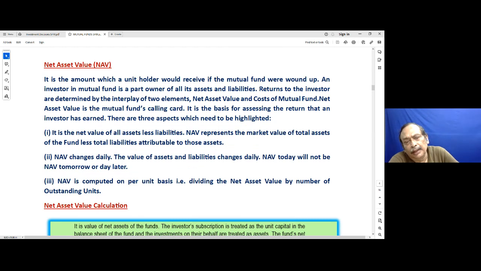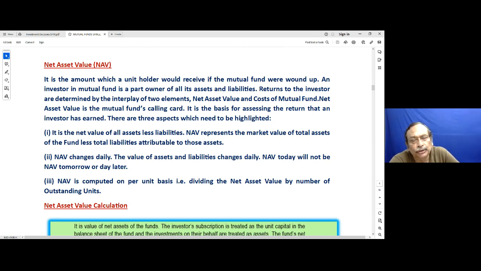Now, what is net asset value? It is the amount which a unit holder would receive if the mutual fund were wound up. An investor in a mutual fund is a part owner of all its assets and liabilities. Returns to the investor are determined by the interplay of two elements, net asset value and cost of mutual fund. Remember, two important elements. One is net asset value and the second one is cost of mutual fund.